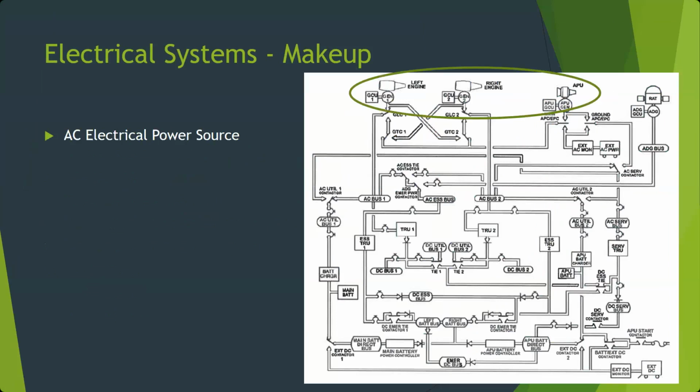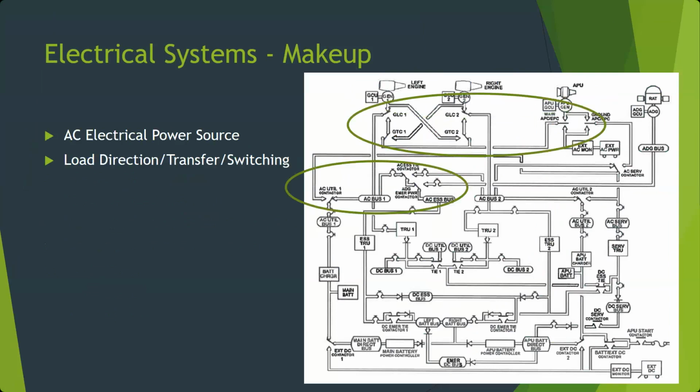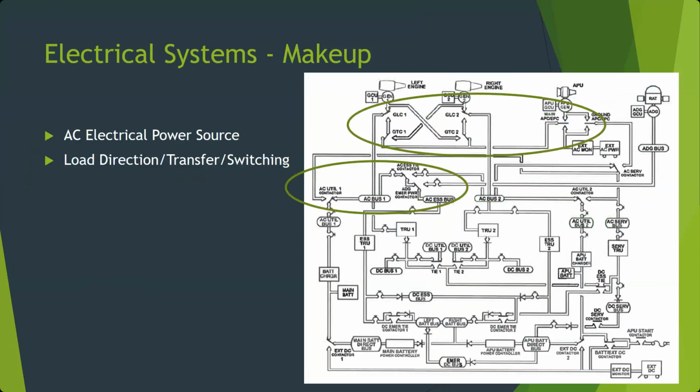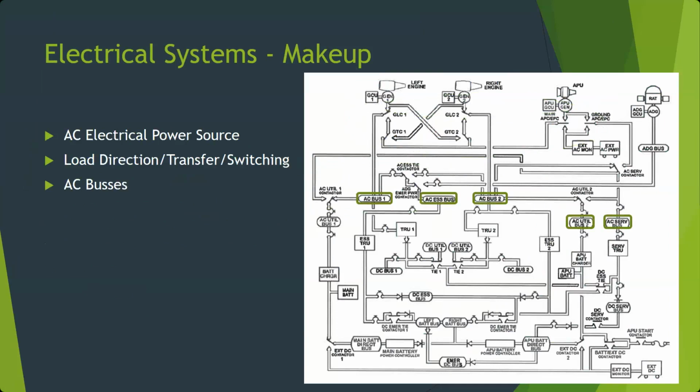Here are our two main sources, the two engines, plus an auxiliary source in the form of the auxiliary power unit, the APU. Those feed into various buses and switches that move the power where it needs to go. We have various switches and contactors that are going to direct that electrical power to the appropriate buses. And the buses, again, are the main artery of the system. It's where everything else taps off of.